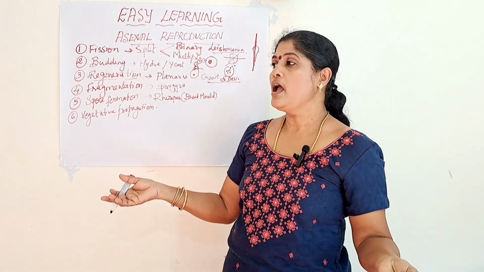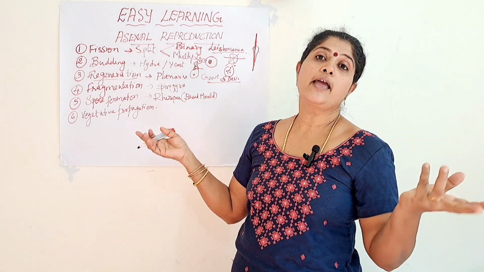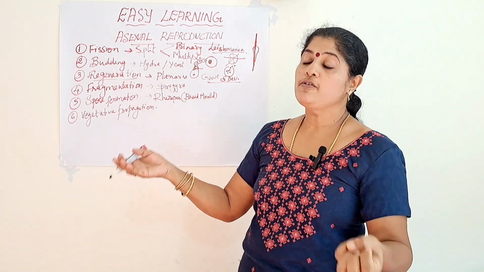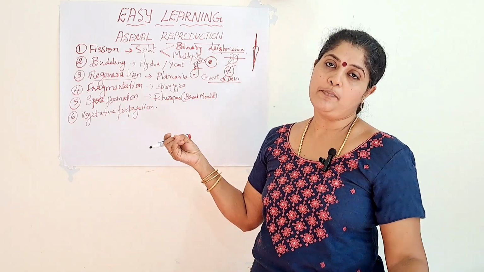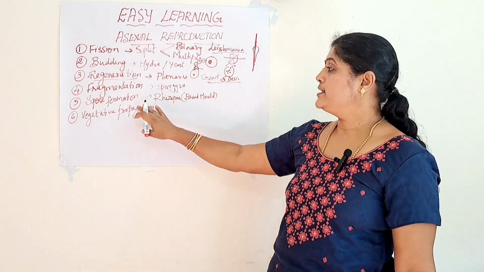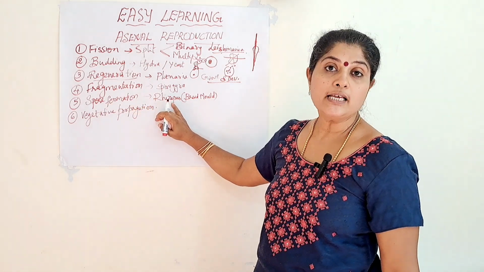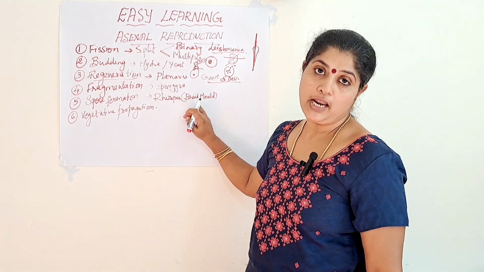Once the spores are dispersed in the air, they will fall either on the food or any other surface, like soil, and then grow in that particular area. Okay, that is what is meant by spore formation. So here the simple example is Rhizopus, the bread mold.